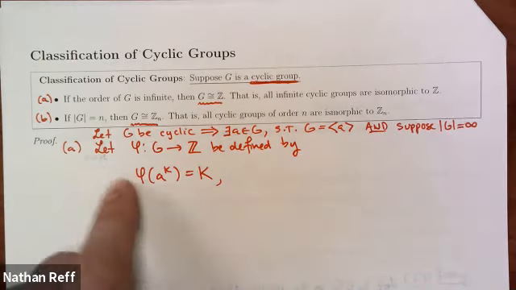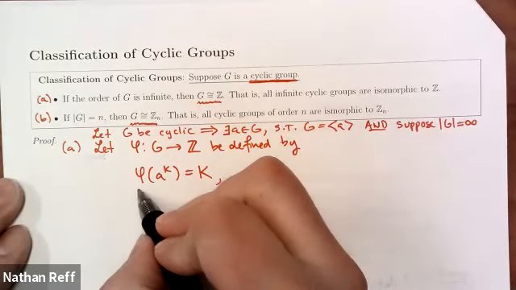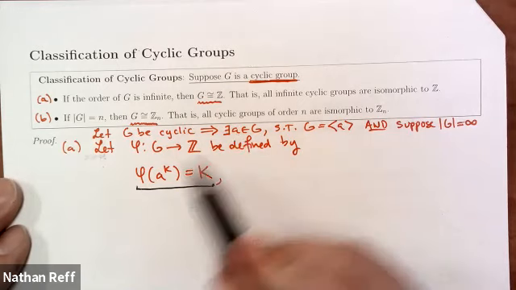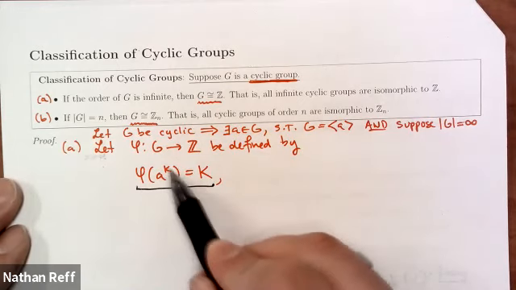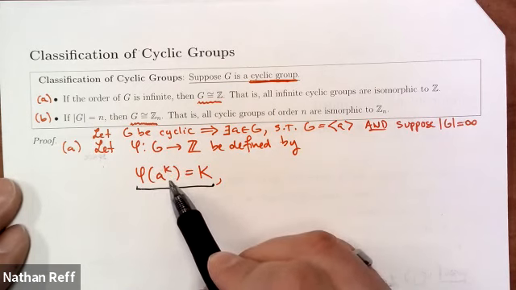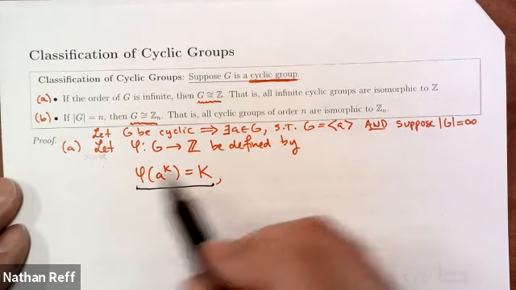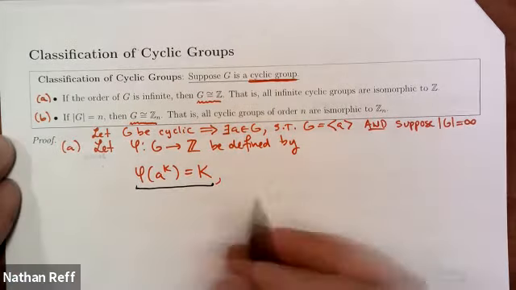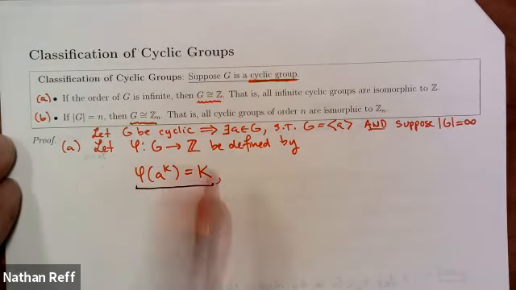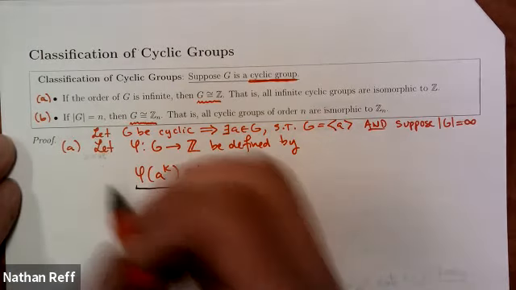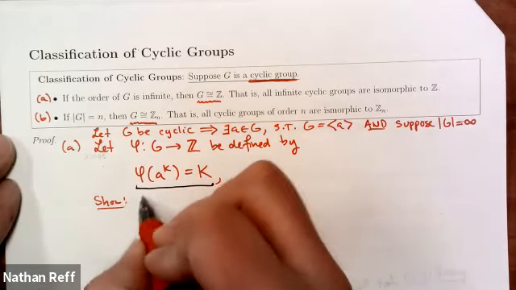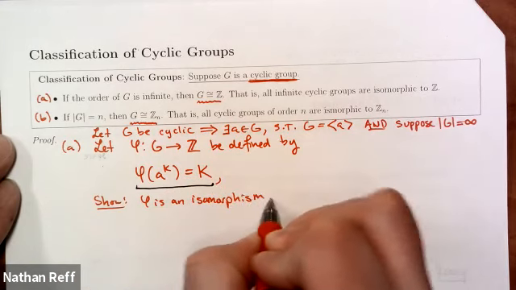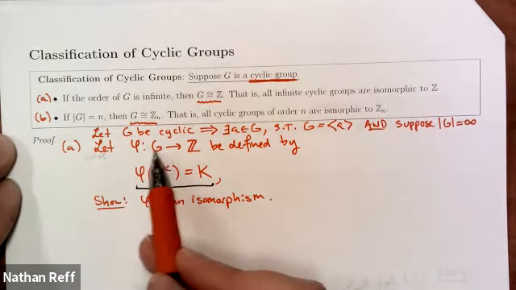Does this make some sense? What you're doing is taking your generator. Every element of the group can be represented as some power of a, so I'm just going to send it to whatever that exponent is. That's how it's defined. So this is my phi, and let's show phi is an isomorphism.